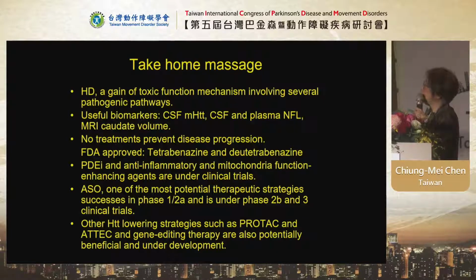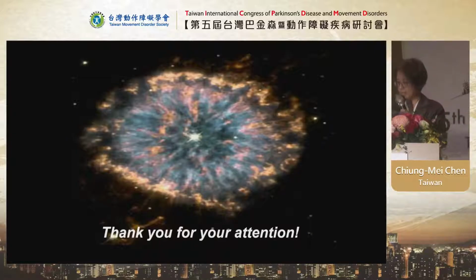There is no treatment to prevent disease progression now, but we do have some symptomatic drugs, such as tetrabenazine and deutetrabenazine. PDEI, anti-inflammatory and mitochondrial function enhancing agents are under clinical trial. Antisense oligonucleotide is one of the most potential therapeutic strategies, with success in phase 1 and 2A, and is under phase 2B and 3 clinical trial. Other HTT lowering strategies, such as PROTAC, ATTEC, and gene editing therapy are potentially beneficial and under development. Thank you for your attention.